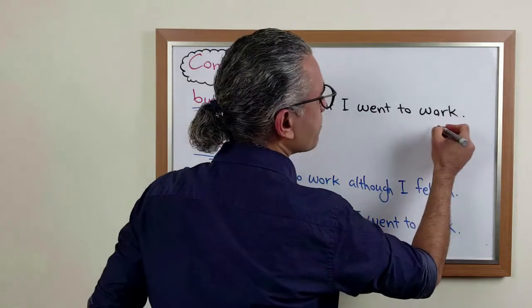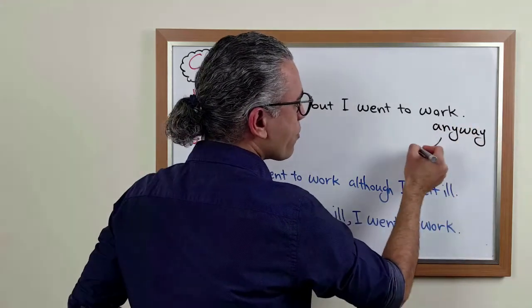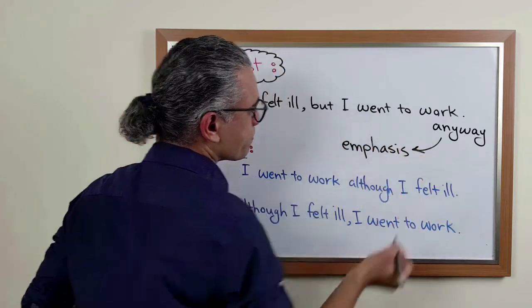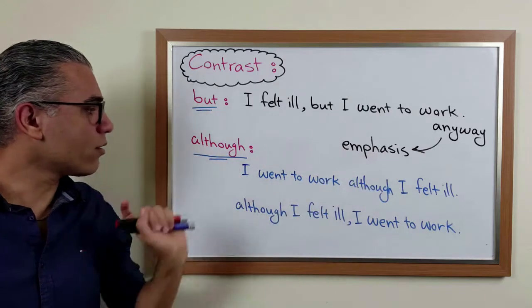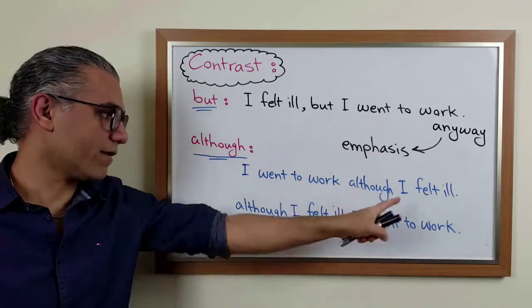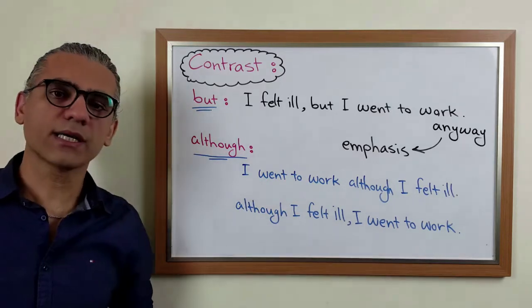Let me write it here. So, anyway we use for emphasis. We could use anyway with but or with although. I went to work although I felt ill. Although I felt ill, I went to work anyway.